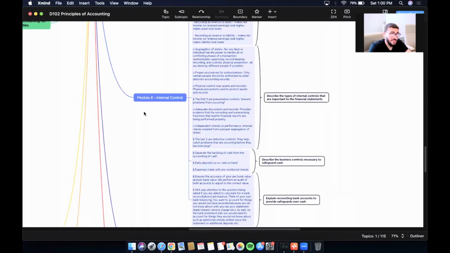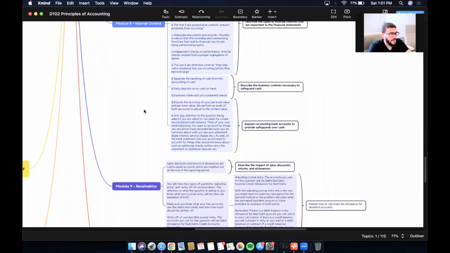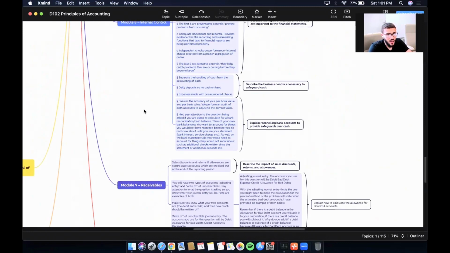Also, you want to know the different types of internal controls. There's preventative and detective. And then each one of those has two or three things that you need to know, but make sure you understand that because I think it is 15% on the OA. So make sure you really know that and dial into that. Describe the business controls necessary to safeguard cash. Explain reconciling bank accounts to provide safeguards over cash. So that's like a cash register. But another thing this reminded me of is make sure you know how to reconcile the per book and the per bank statements, because there are about two or three of those questions in the OA.